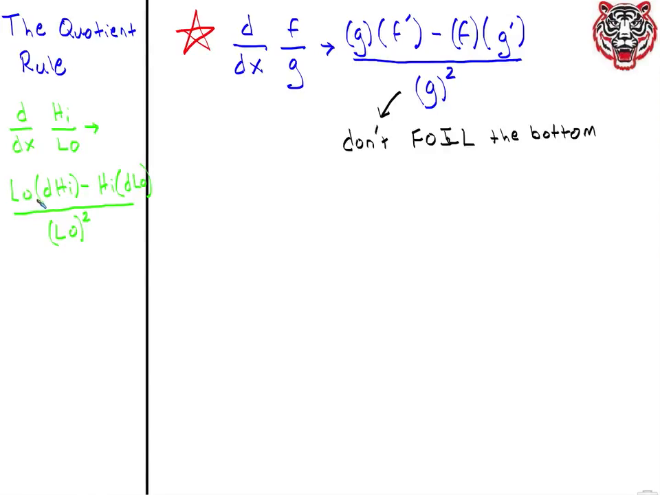All right, let's do this like a kindergarten class. We'll pronounce it together. Again, it goes like this: low d high minus high d low, divided by low low. On 3: 1, 2, 3. Low d high minus high d low divided by low low. All right, we got it.